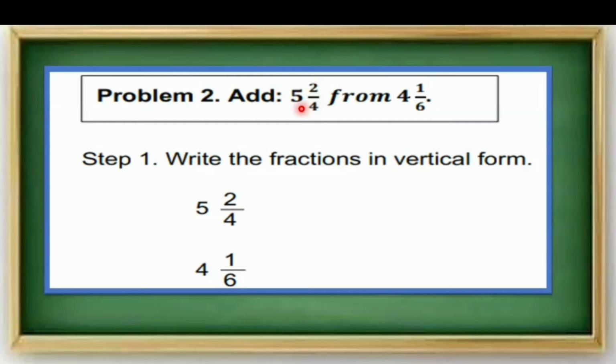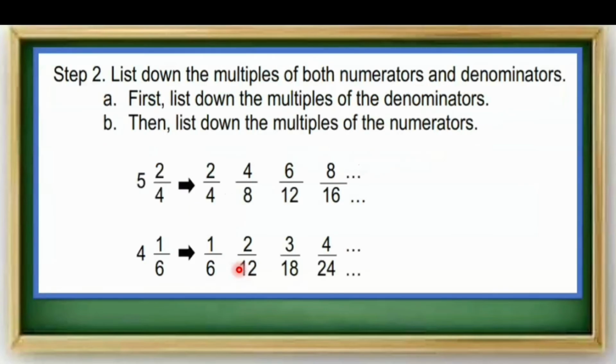5 and 2 fourths from 4 and 1 6. So again, let us write in vertical form. Write the fractions in vertical form. 5 and 2 fourths plus 4 and 1 6. That is step 1. For step 2, again list down the multiples of both numerator and denominator.